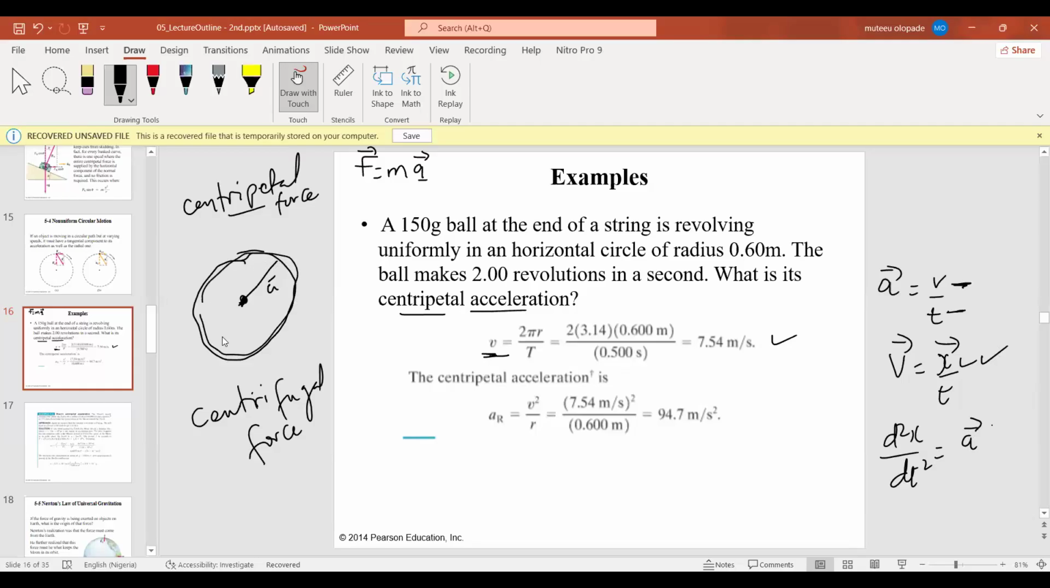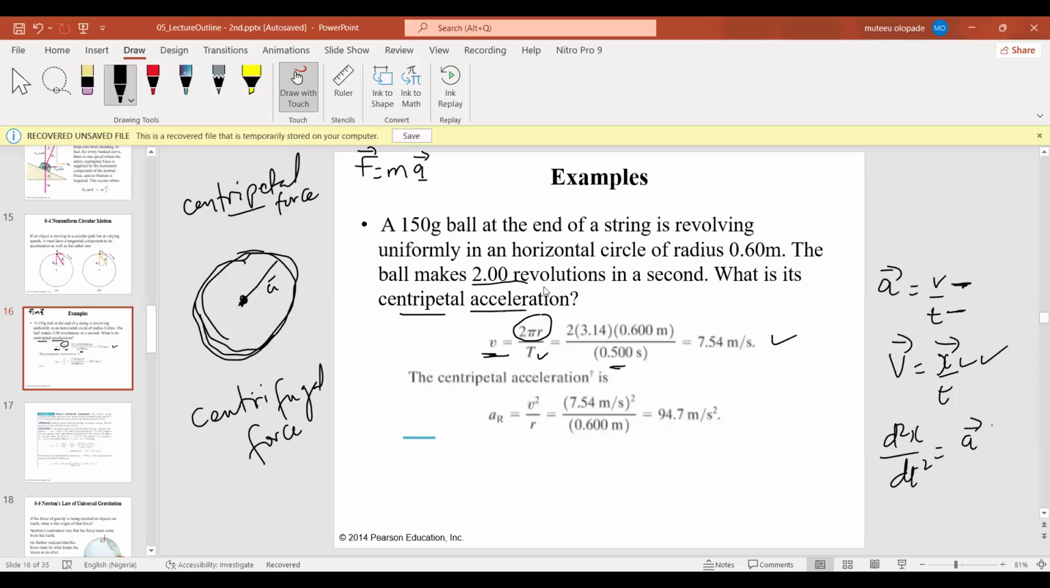That's the circumference of a circle. So in order for us to determine that, that will give us 2 pi r divided by the time it takes. The time to complete one cycle is what is called the period. And the period we have here is 0.5.